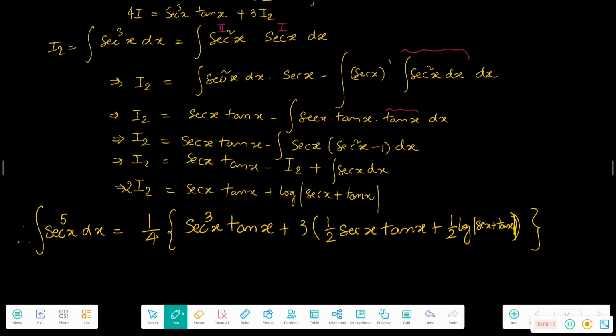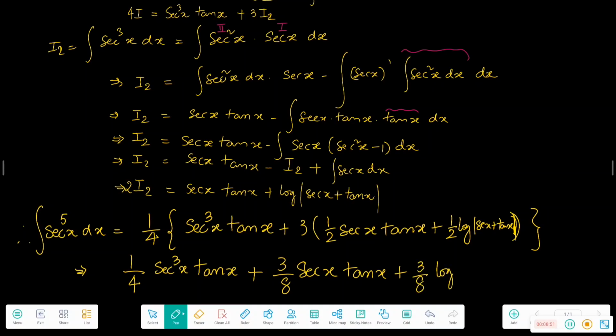So what is our final step now? Integral of secant to the power of 5x dx equals 1 by 4 secant cube x tan x, which can also be written as sin cube x by cos to the power of 4x, plus 3 by 8 secant x tan x, which can be written as sin x by cos square x, plus 3 by 8 log of secant x plus tan x, plus c.